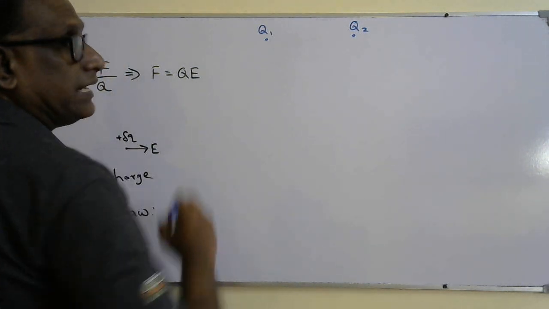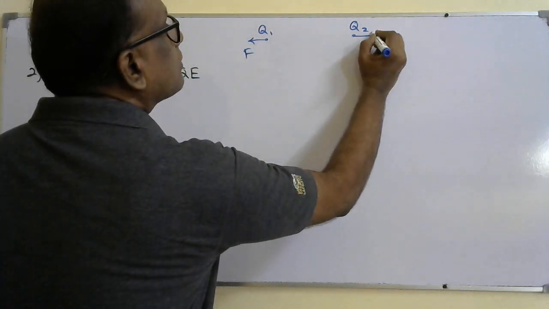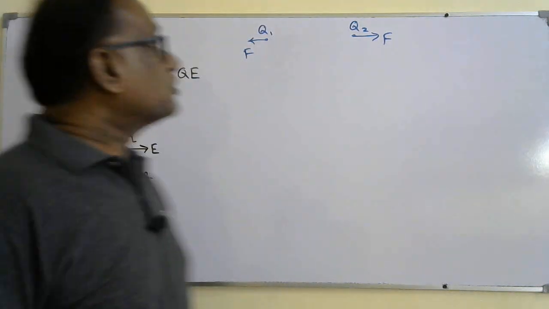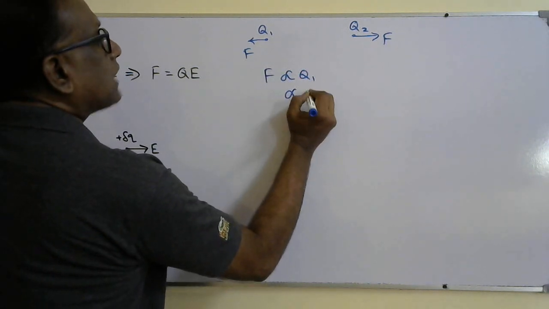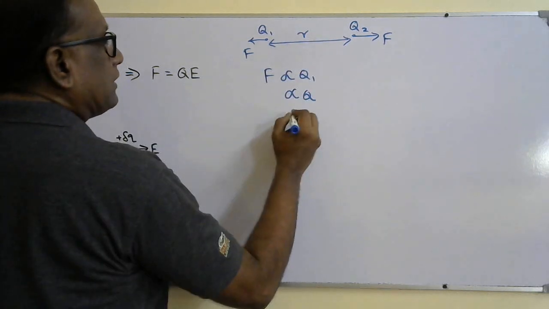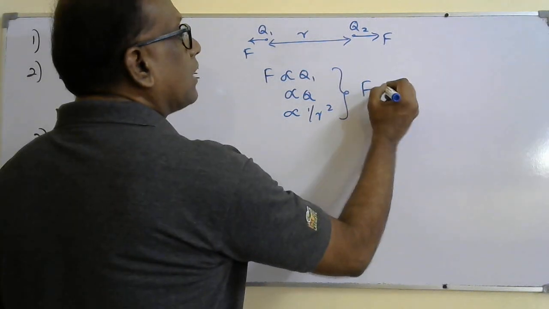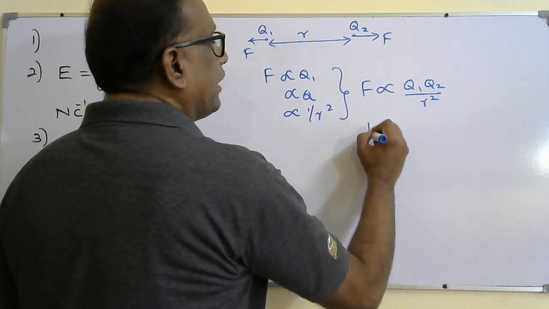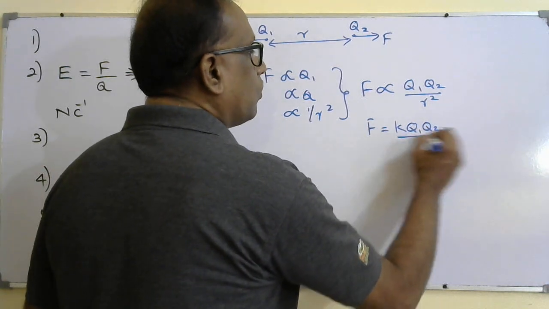If they are like charges, they will repel. If they are unlike charges, they will attract. The electrostatic force between the two point charges is directly proportional to the product of both charges and inversely proportional to the square of the distance between the two charges. That is Coulomb's law. If you combine all, it will become Q1 Q2 over R squared. When you convert into an equation, there will be a constant, K Q1 Q2 over R squared.